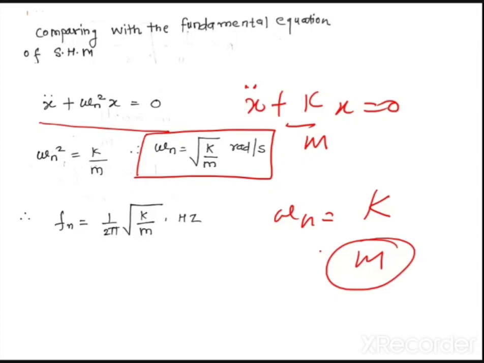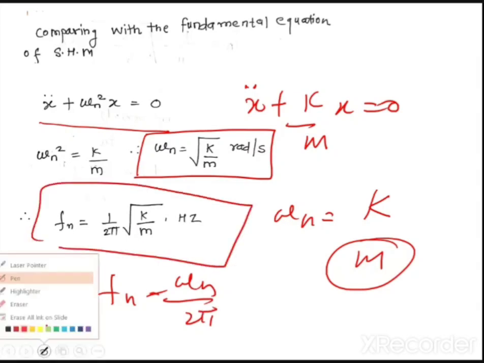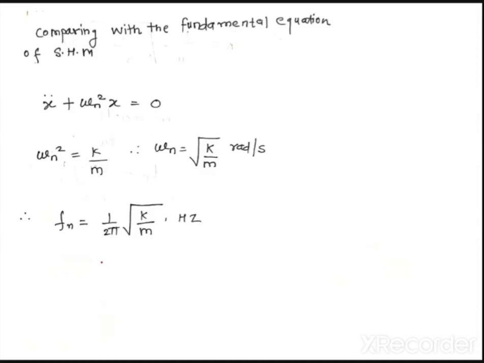Is it clear? So what is Fn? You know that Fn is equal to omega n upon 2 pi. So Fn is equal to 1 upon 2 pi into square root of k upon m. Okay. Now guys, you apply any method, Newton method, energy method, D'Alembert principle, finally you will get the same answer. Now tell me, have you understood how I have used D'Alembert's principle? Any doubt in this, tell me.